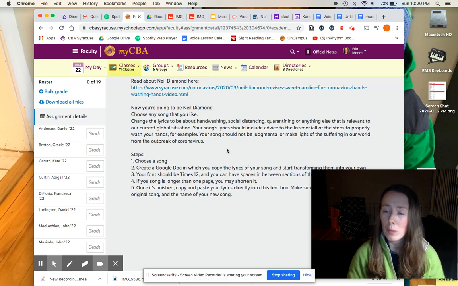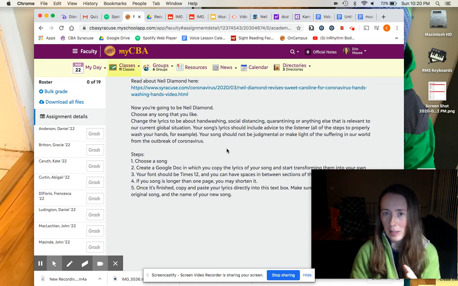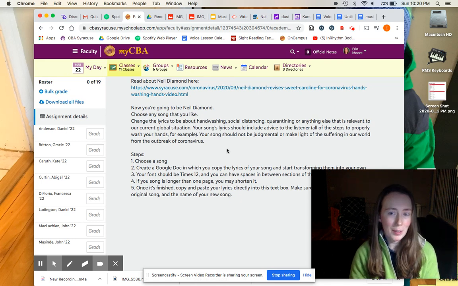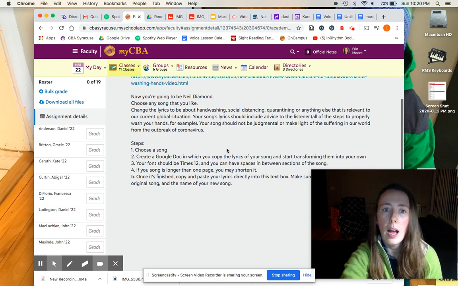But what you want to avoid is being judgmental or making light or making fun of people who are suffering. So you don't want to go there. You want to go more like advice for the listener about proper practices. What should we be doing to curb the spread of this disease? Quarantining, hand washing, that sort of thing, but avoid any judgment or kind of making fun of the situation.